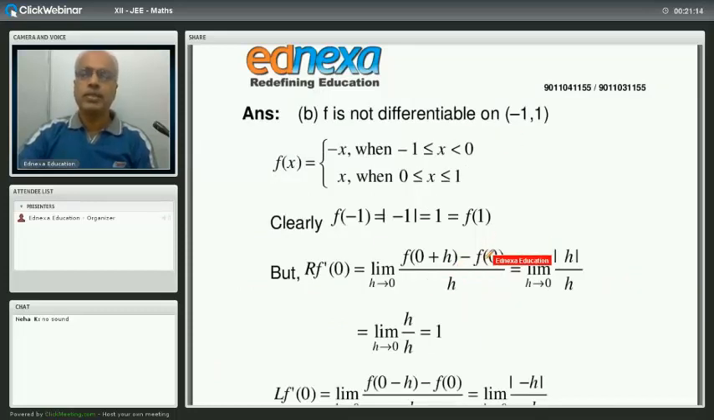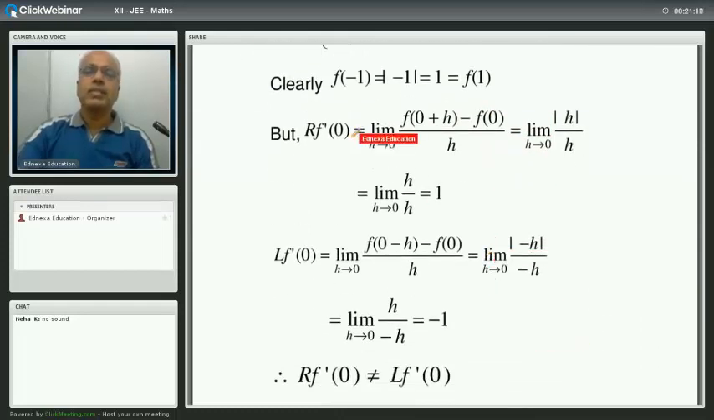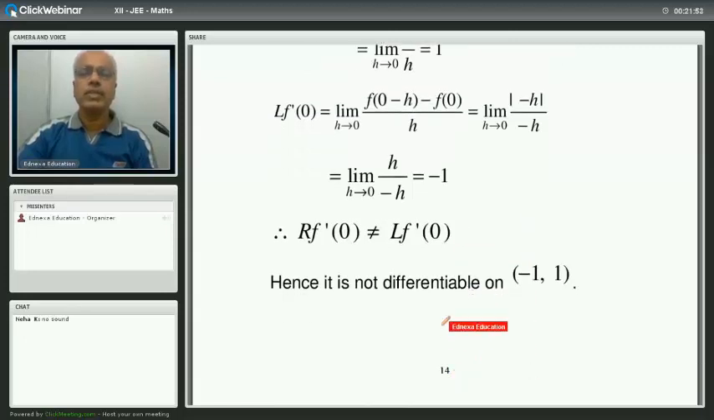I've shown you the derivation, that the left hand limit and the right hand limit are different. The derivative on the left hand side is -1 and it is +1 on the right hand side. That's why the right hand derivative and left hand derivative are not equal, so it is not differentiable.